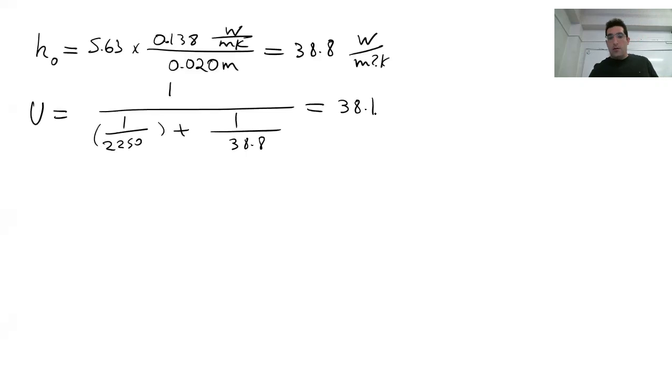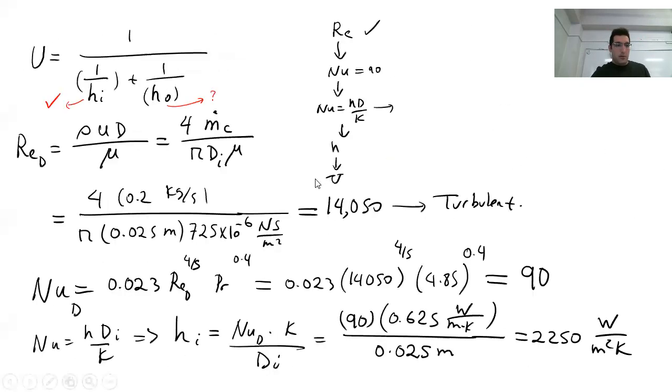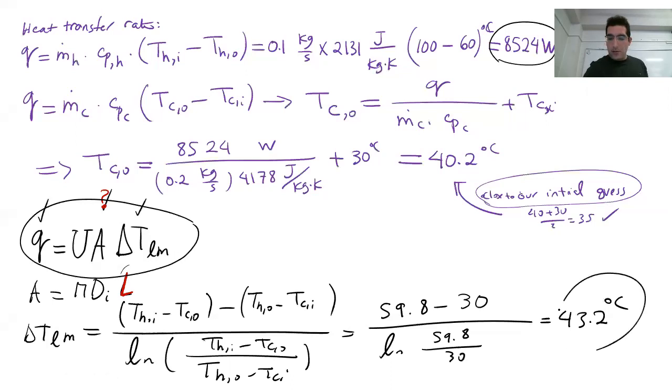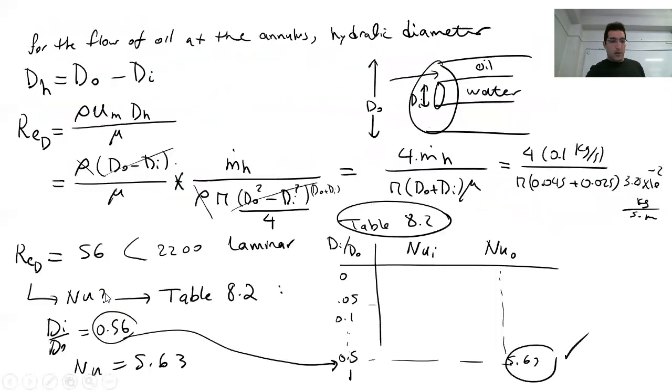38.1. So I'm going to go through a slide back. So we found U. So if I'm going to use this equation, I know the Q. Q is the same Q, the amount of heat generated from the hot fluid or absorbed by the cold fluid. So it's the same Q. So we have Q, 8524 watt. We just found overall heat transfer coefficient U. We know delta T LM. And so we are looking for length, which is hidden in the area. Area is pi D_I L. So we have everything except L.